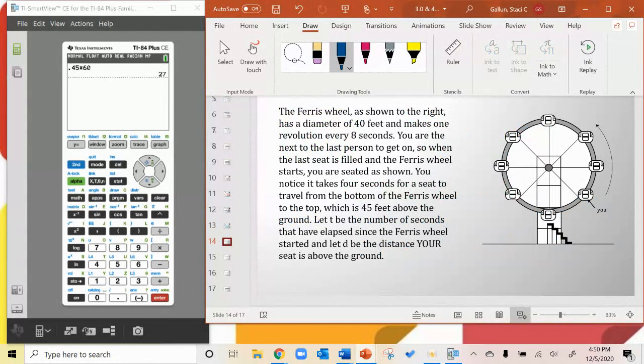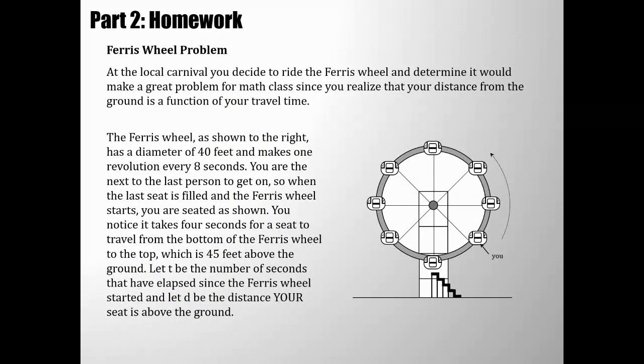Let's take a look at the second question about Ferris wheels. So at the local carnival, you decide to ride the Ferris wheel and determine it would make a great problem for math class, right? A lot of you guys talked about this. You said about the gazelle and the lion. I feel like this was the reason. I think we do these things just for math problems. Since you realize your distance from the ground is a function of your travel time, the Ferris wheel, as shown to the right, has a diameter of 40 feet and makes one revolution every 8 seconds.